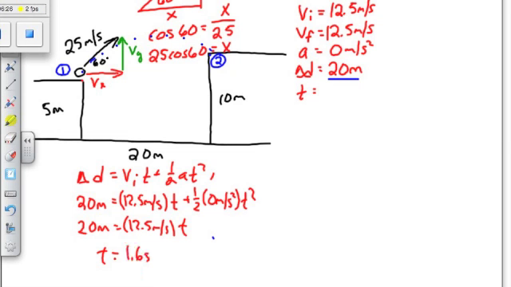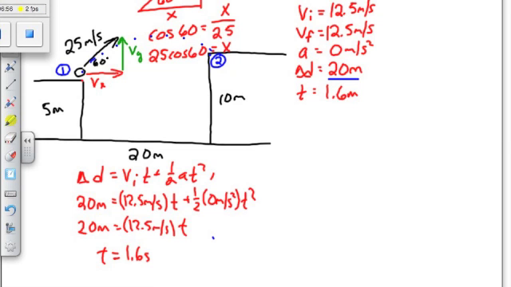So at 1.6 seconds, we don't know anything about how high it is. All we know is that at 1.6 seconds, it is at this plane, 20 meters away. Regardless of where it is, we know that it's there. So that doesn't tell us did we make it, that doesn't tell us where we are vertically. It only tells us we are 20 meters away at 1.6 seconds.